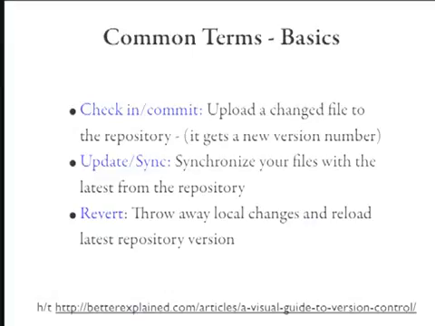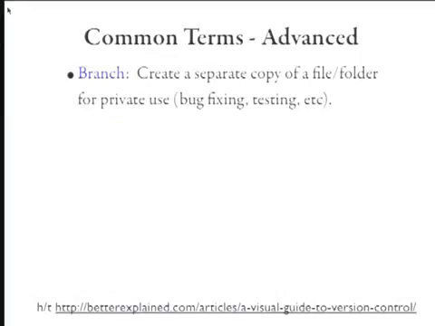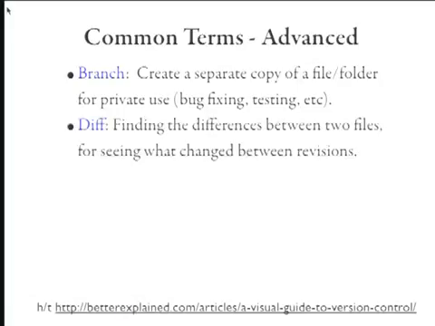Some more advanced terms or things that you can do are to branch. So this is kind of going down a different path, say going down a different cave in your video game. We basically create a separate copy of a file or folder for private use, and then we can go experiment with it and play around with it and see if we want to develop or commit the changes after the fact. We can find the differences between two files using the diff command to see what has changed between two revisions. Merge or patch is to apply the changes from one file to another, bringing it up to date.